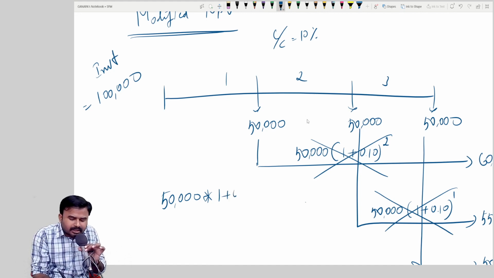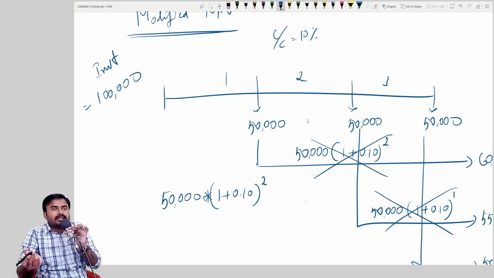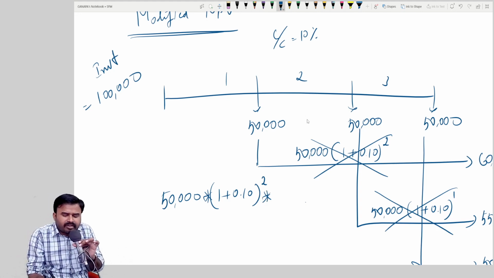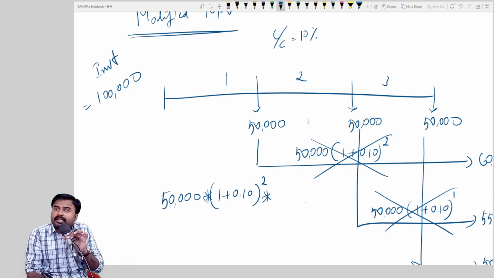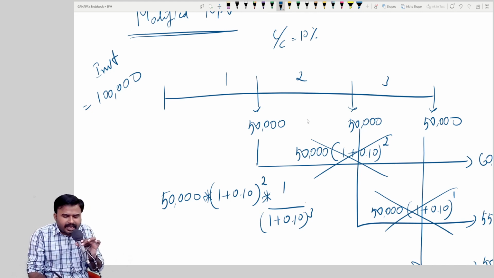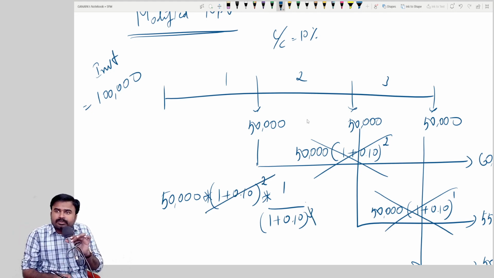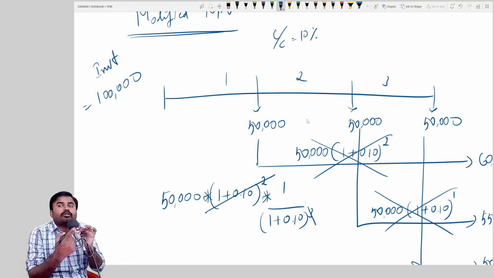That means 1 plus 0.10 whole to the power of 2. So that this 50,000 will be converted into which year ending? Third year ending. And then such terminal value should be discounted at 10% rate of return, right? That means 1 by 1 plus 0.10 whole to the power of 3. Are you getting? And now cancel these terms. 1 plus 0.10 whole to the power of 2 should be cancelled here, right? Then I'll get 50,000 into 1 by 1 plus 0.10 whole to the power of 1.